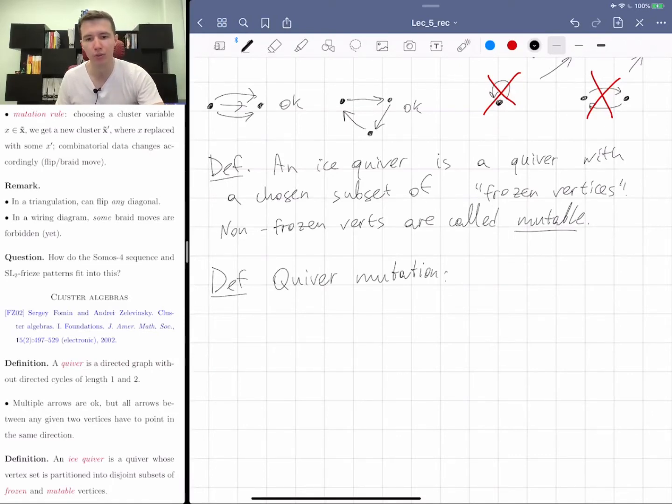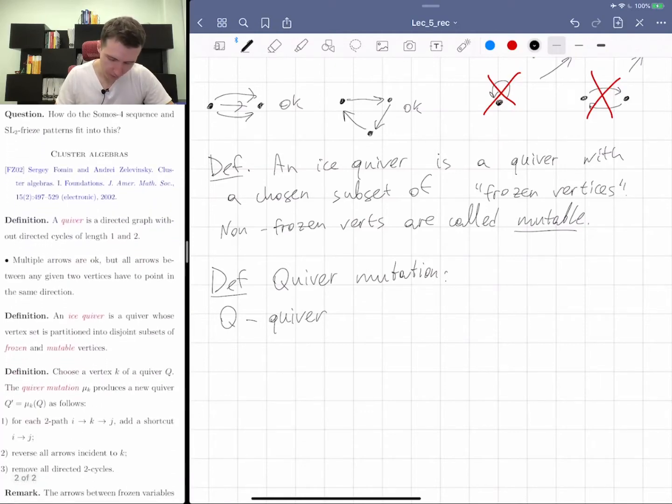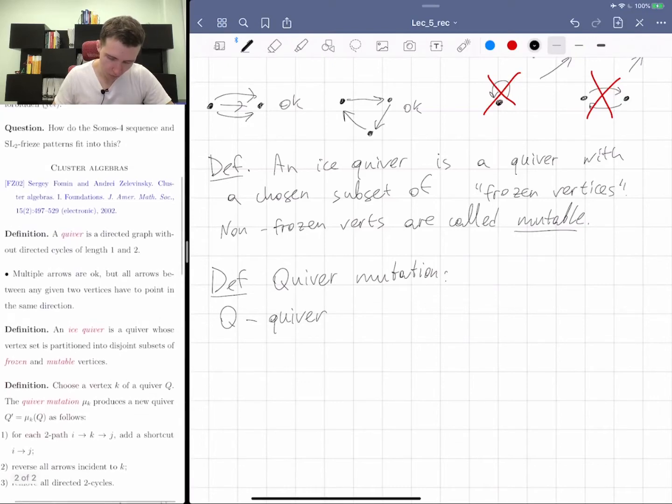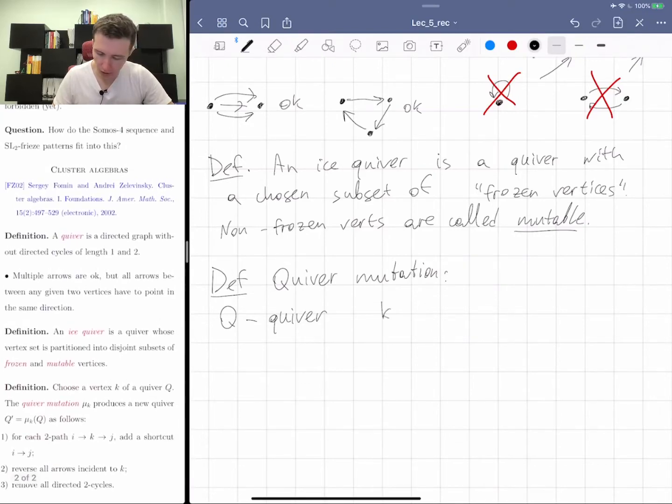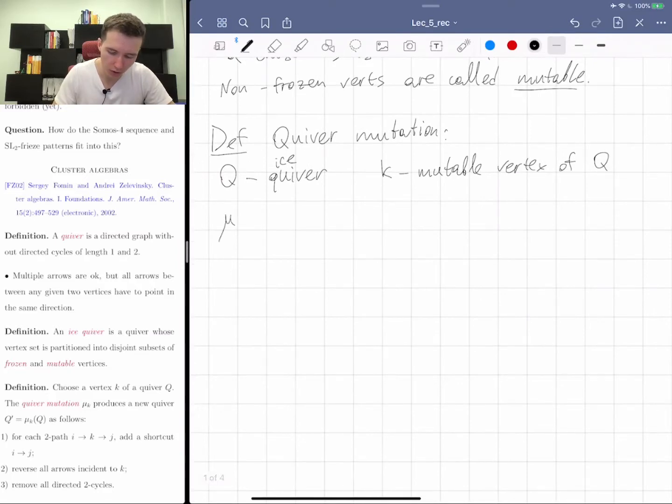Well, so what we're going to do is we're going to choose a quiver. So let's say Q is a quiver. Let me actually show you the definition right here. Q is a quiver, and k is some mutable vertex of your quiver Q. Well, Q is an ice quiver, let's say. And so what I'm going to do is I'm going to produce another quiver, which is going to be denoted by mu sub k of Q. It's going to be another quiver.